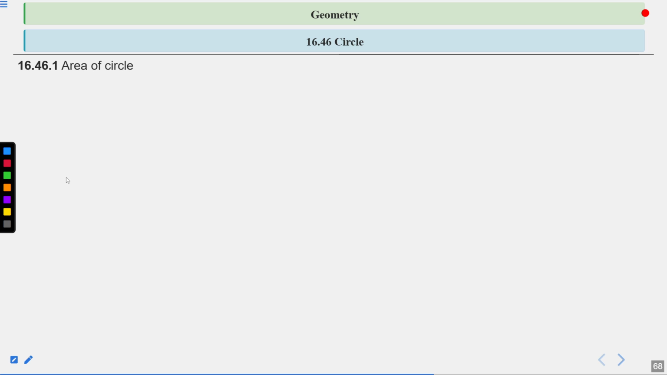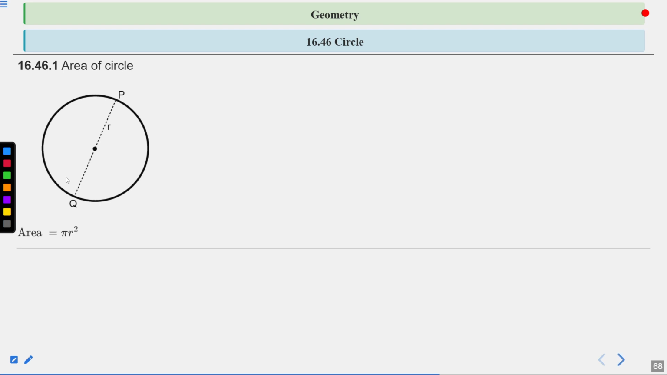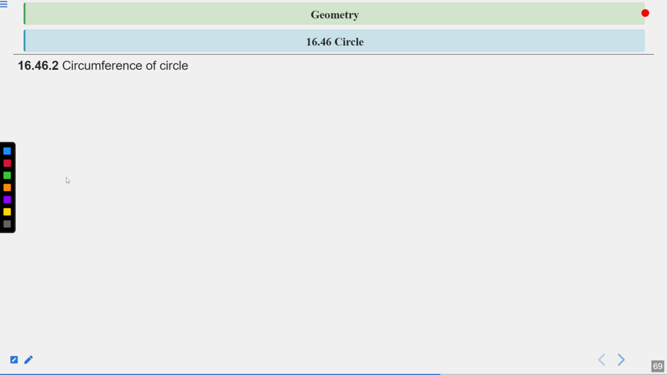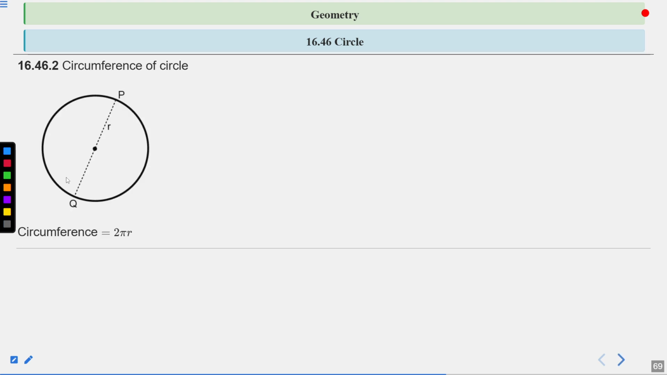Now, area of the circle. This is the diagram of the circle. We can calculate the area of the circle. The formula for the area of a circle is pi r squared. Next, circumference of the circle. This is the diagram of the circle. The circumference of the circle is 2 pi r.